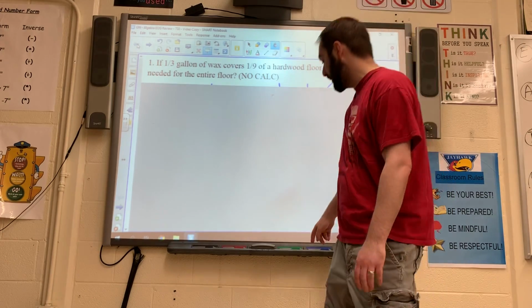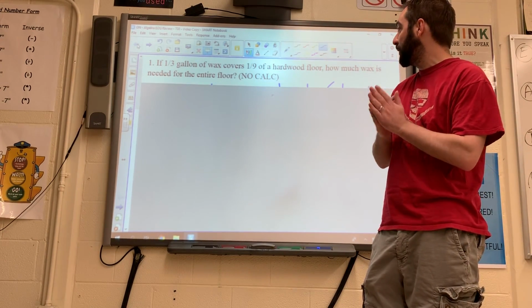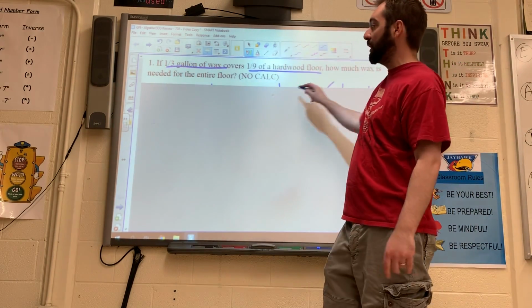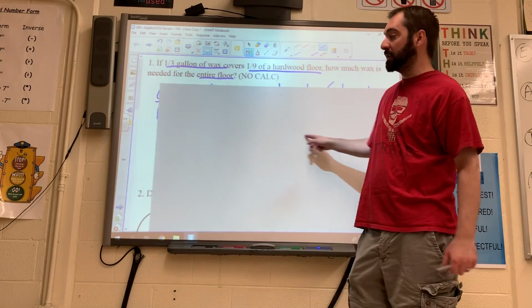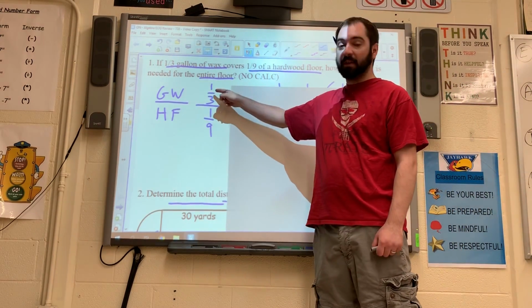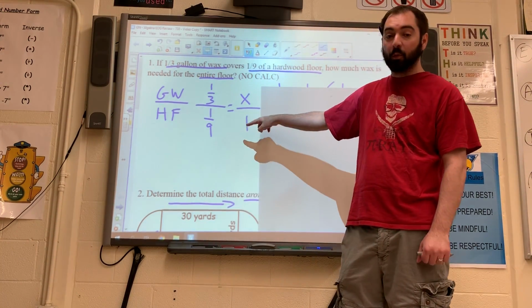So number one, from your warm-up, if 1/3 gallons of wax covers 1/9 of a hardwood floor, how many gallons of wax for the entire floor? Right here we have our given ratio and then what we're trying to find. So the first up is a ticket, gallons of wax to hardwood floors. We're comparing 1/3 of a gallon of wax makes 1/9 of the hardwood floor, and then we want to see how many gallons for one floor.